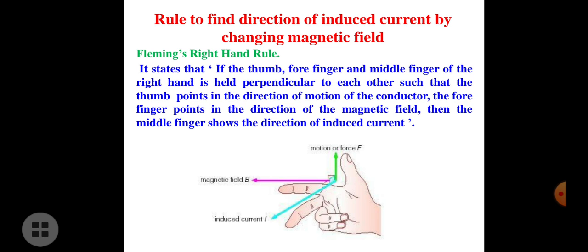In this case, if the thumb, forefinger and middle finger of the right hand are held perpendicular to each other such that the thumb points in the direction of motion of the conductor, the forefinger points in the direction of magnetic field, then the middle finger shows the direction of induced current. So always remember.